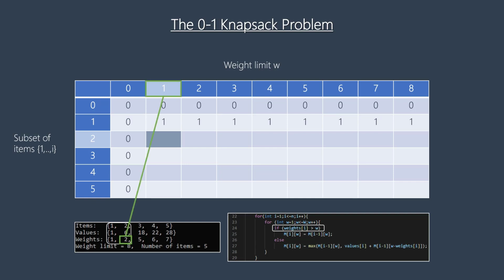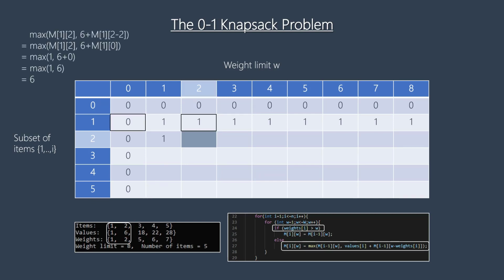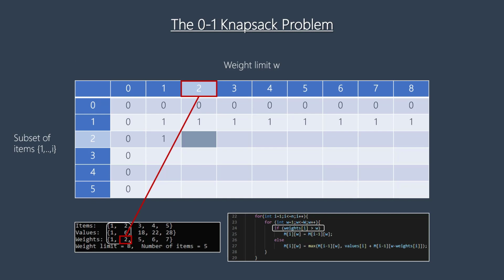If we have a weight limit of 1, since our second item has a weight of 2, this will exceed the weight limit. Therefore, we can have a look at our pre-calculated answer for 1, 1 to find our answer for 2, 1. Now when we consider these two items with a total weight limit of 2, we can now include the second item, as item 2's weight is now within the weight limit. Now we need to consider what option will maximize our value.